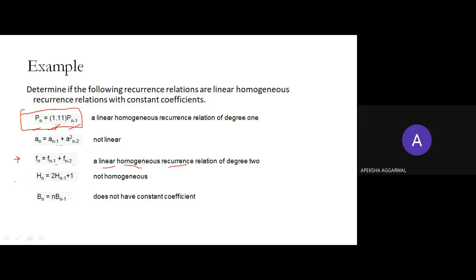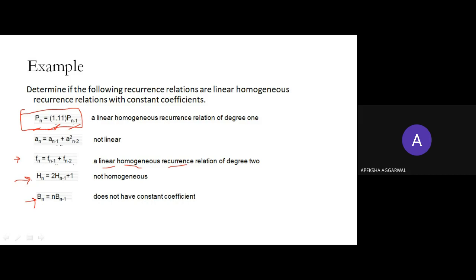Why is this not homogeneous? Because you are having 1 plus 1. You cannot add just a constant. And why is this not a recurrence? Anyone? bn equals n bn minus 1. It should be some constant into bn minus 1.